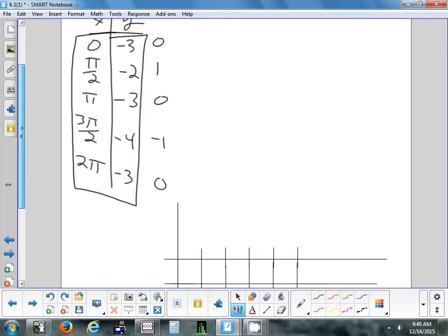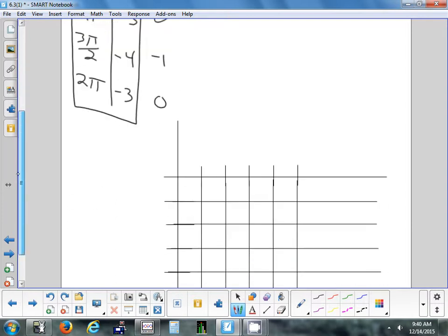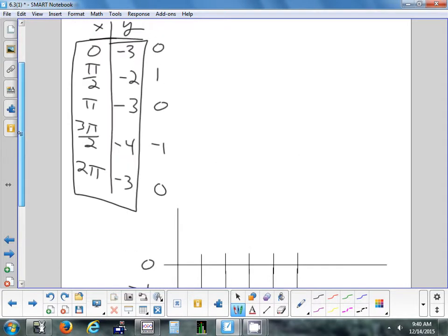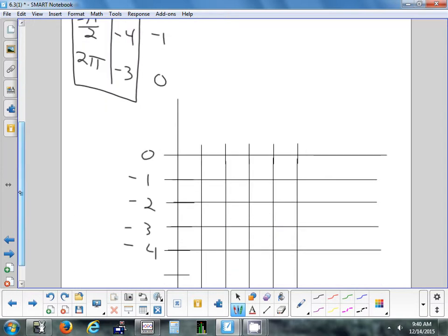All right, so let's label it. We need to go down to negative 4. So 0. And make sure we label our x's. Okay, if you don't label your x-axis, what do you think I'm going to assume you're going by?